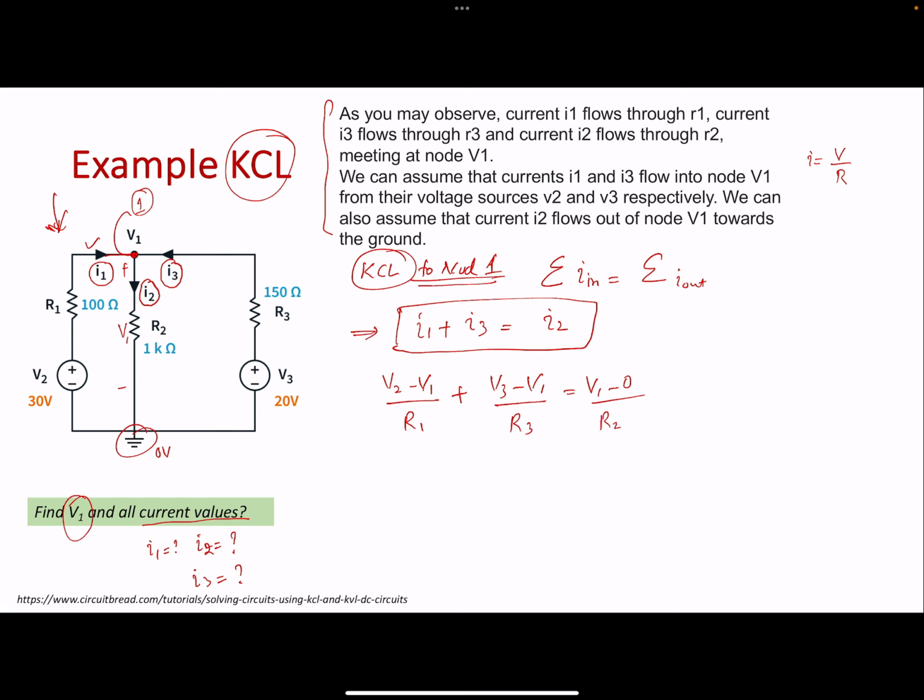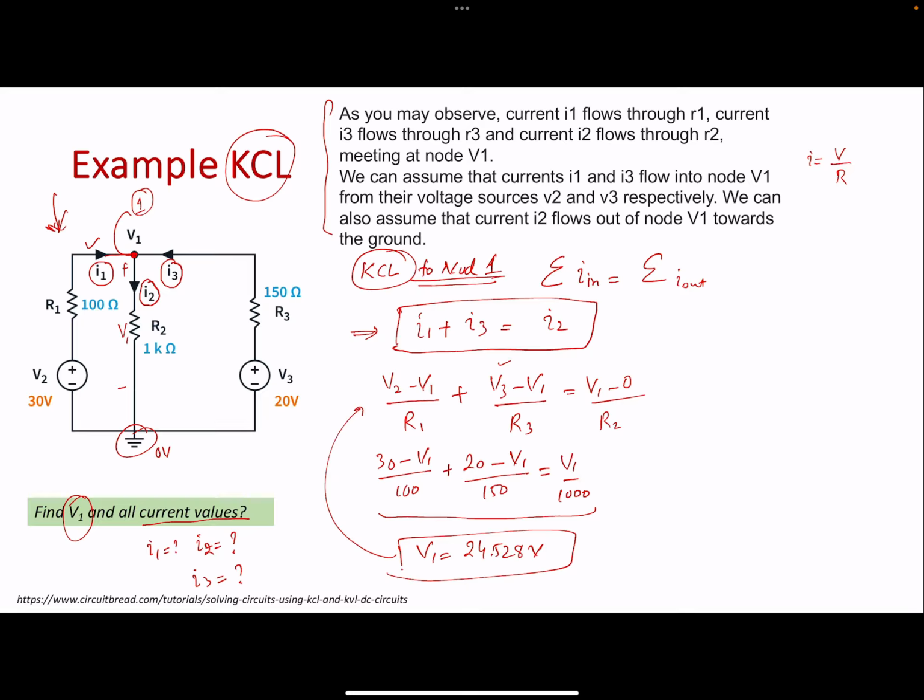So V2 minus V1, where V2 is 30 and V1 we don't know, divided by R1, which is 100 ohms, plus V3, which we know is 20 volts, minus V1, divided by R3, 150 ohms, equals V1 divided by R2, which is 1 kilo ohm, 1000 ohms. If you solve this for V1, you get the value of V1 to be 24.528 volts. Once you find V1, you can replace this value back in these equations to find the values of I1 and I3.